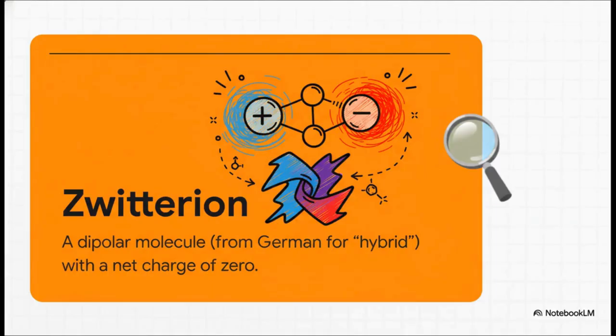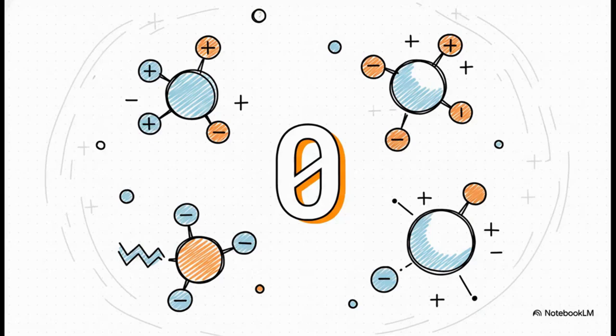And this special state, this perfect electrical balance, has a fantastic name. It's called a zwitterion. It's a German word, basically meaning hybrid ion, which is just a perfect description, right? It's a hybrid, carrying both a positive and a negative charge at the exact same time. So here's the most important takeaway. Even though it has charged parts, the molecule as a whole is electrically neutral.